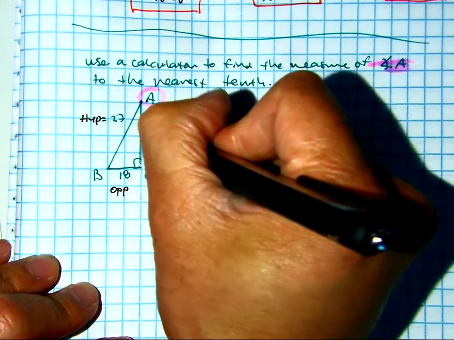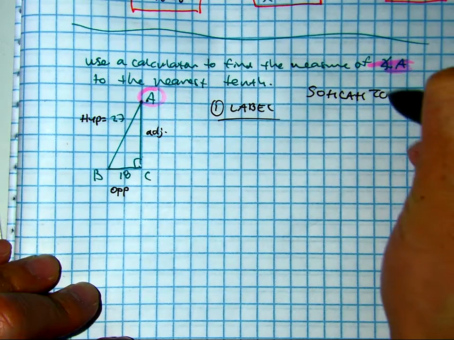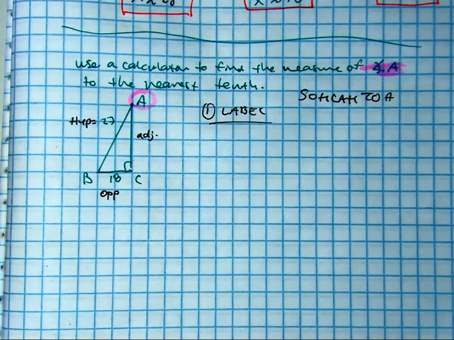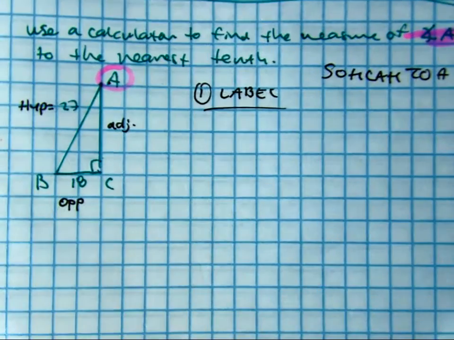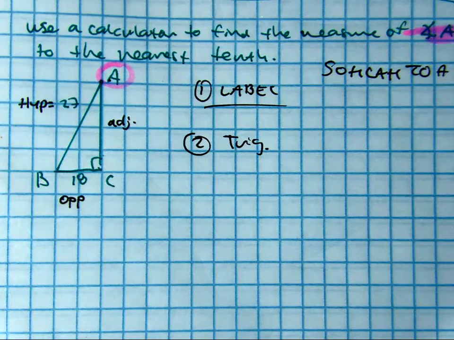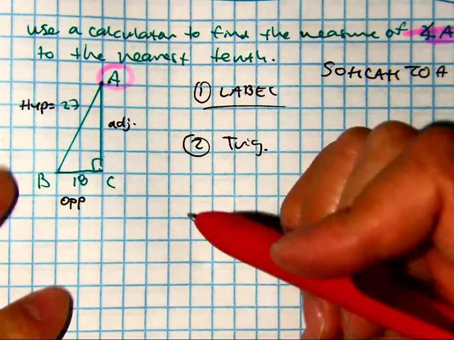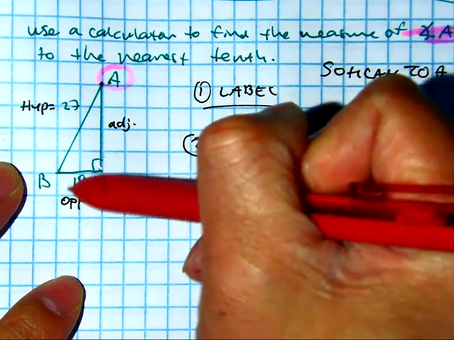Partner A, tell partner B which trig ratio we are going to use and why. Class, on the count of 3, 1, 2, 3. So sine, this is the opposite over the hypotenuse. I don't need adjacent, so I can cross off everything that has an A in it.